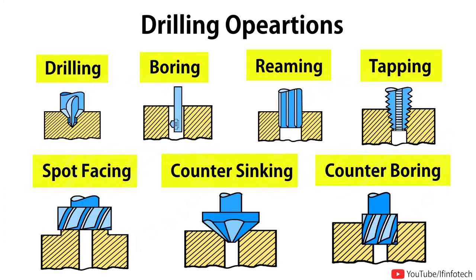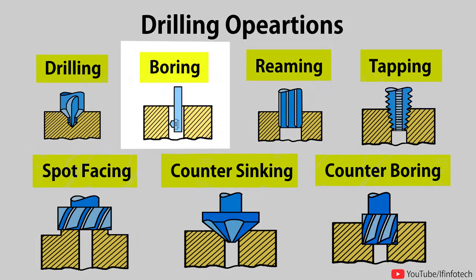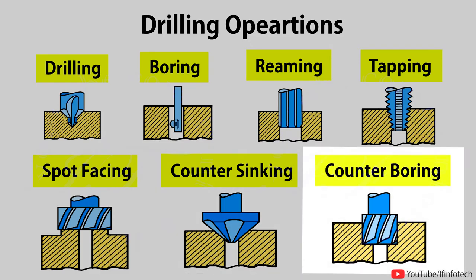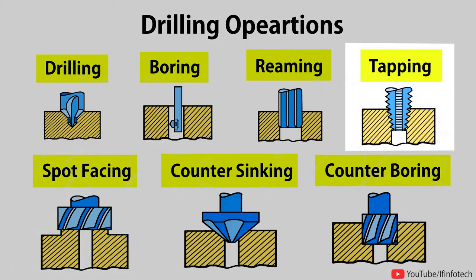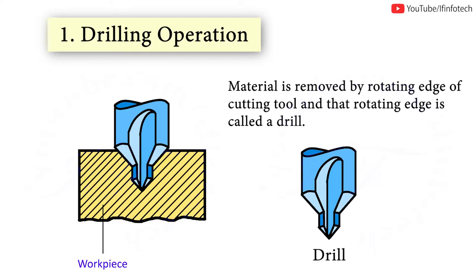Today's session, we'll learn about drilling machine operations like drilling, reaming, boring, countersinking, counterboring, spot facing, and tapping operation. So first is drilling operation. In drilling, we produce a cylindrical hole inside the workpiece. Here material is removed by the rotating edge of the cutting tool, and the rotating tool is called a drill. In drilling operation, the internal surface of the hole is usually rough and the hole is always bigger than the drill size.